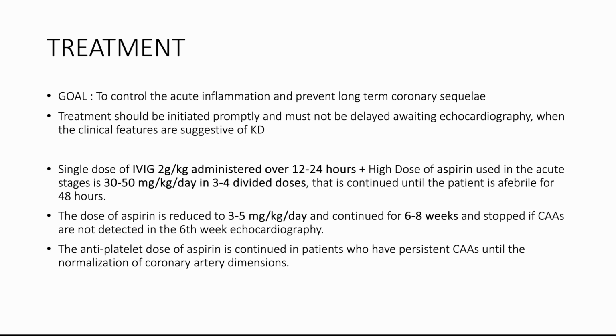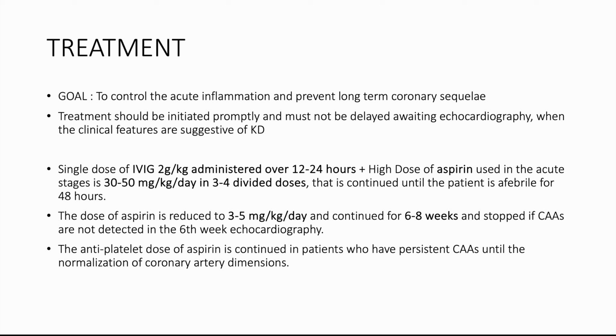Coming to the treatment part, the main goal is to control the acute inflammation and prevent long-term coronary sequelae. Treatment should be initiated promptly and must not be delayed awaiting echo. It is a single dose of IVIG 2 gram per kg administered over 12 to 24 hours, plus high dose aspirin in the acute stage, 30 to 50 mg per kg per day in 3 to 4 divided doses. That is continued until the patient is afebrile for 48 hours. The dose of aspirin is then reduced to 3 to 5 mg per kg per day and continued till 6 to 8 weeks, and stopped if coronary artery aneurysms are not detected on the 6th week echo.